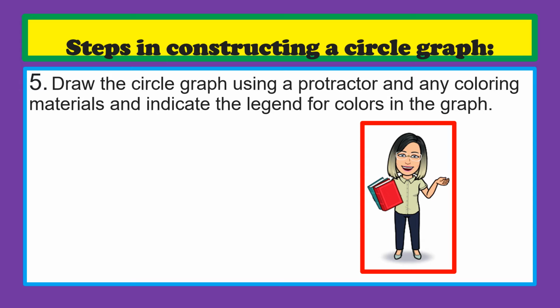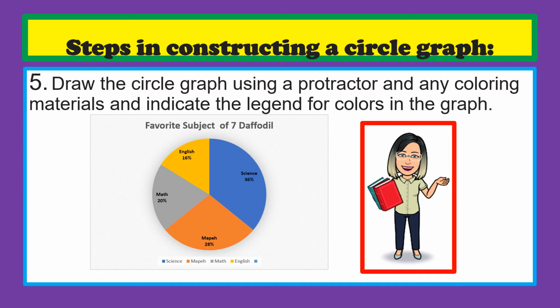Step 5. Draw the circle graph using a protractor and any of the coloring materials and indicate the legend for colors in the graph. We have our graph. For science, we have 36%. For MAPEH, we have 28%. For math, we have 20%. And for English, we have 16%.